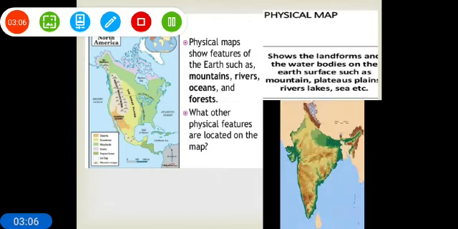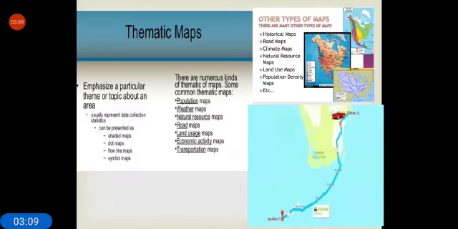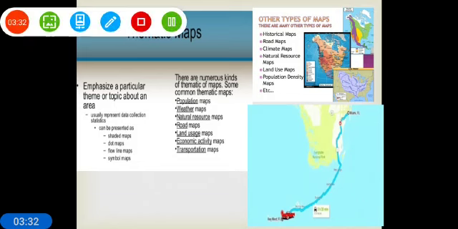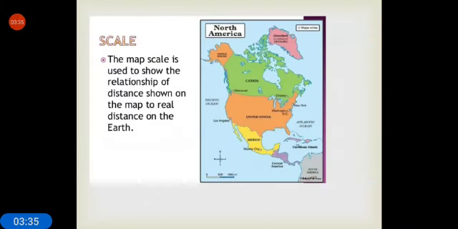Clear? Now, what are thematic maps? It emphasizes a particular theme or topic about an area. Can be presented as shaded maps, dot maps, flowline maps, symbol maps. There are numerous kinds of thematic maps. Some common thematic maps are population map, weather map, climatic map, road maps, land usage map, transportation map, economic activity maps. The map scale is used to show the relationship of distance shown on the map to real distance on the earth.